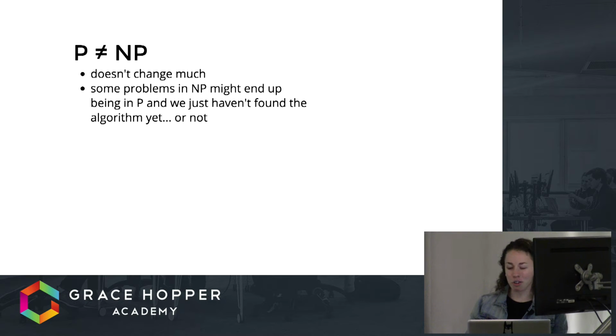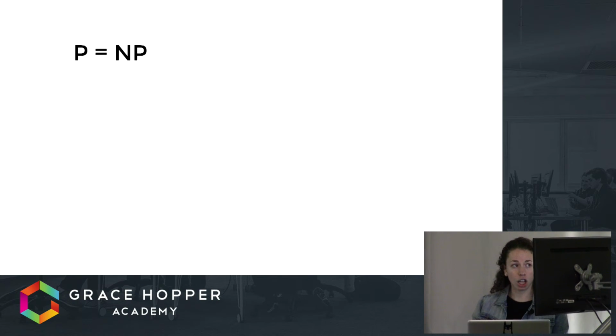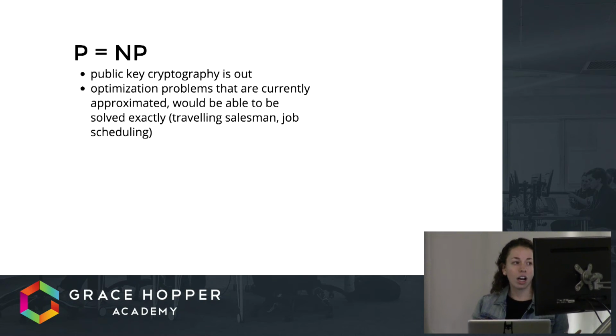So let's go through what happens. Let's say P is not NP. Nothing really changes. Some problems might be in P, they might not be, and it's just a matter of figuring that out. If P equals NP, a lot changes very quickly. First off, public key cryptography is out, like online security just falls apart. On a nicer note, everything will be able to be optimized, exactly.